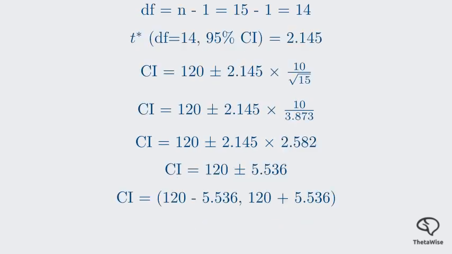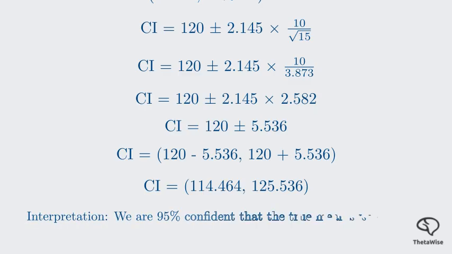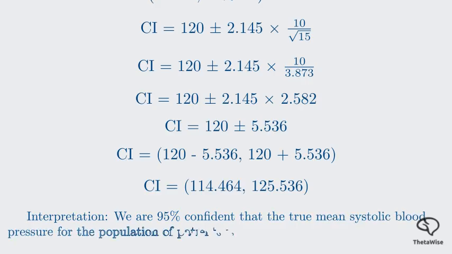So, the 95% confidence interval is 114.464 to 125.536 millimeters of mercury. How do we interpret this? We are 95% confident that the true mean systolic blood pressure for the population of patients is between 114.464 and 125.536 millimeters of mercury.